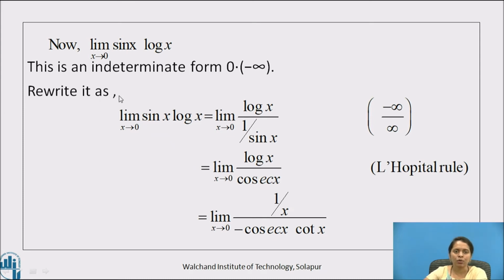In order to solve it or get it in the standard form, we will rewrite it as limit with numerator log x, and in the denominator sin x can be written as 1 by sin x, which is again equal to limit x tends to 0 log x upon cosec x. Now, if you check by putting x equal to 0, it is the minus infinity by infinity form. So, L'Hopital's rule is applicable now, which gives limit x tends to 0, derivative of log x is 1 by x, and derivative of the denominator cosec x is minus cosec x into cot x.